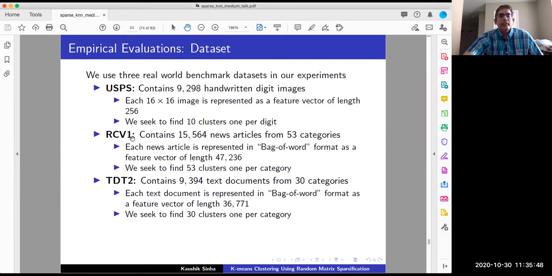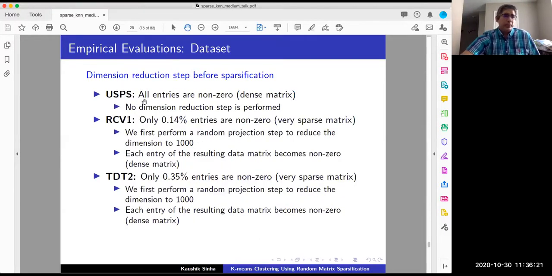And RCV1 is a text data set. It has different news articles in 53 categories. And this is a very high dimensional data set in bag of words format. Each feature vector is of length 47,236. We seek 53 clusters, 1 per category. And TD2 is another text document data set from 30 different categories. Again, it has a very high dimensional feature vector of length 36,771, and we seek 30 different clusters corresponding to each category. Now, USPS is pretty dense, so we keep the data set as it is.